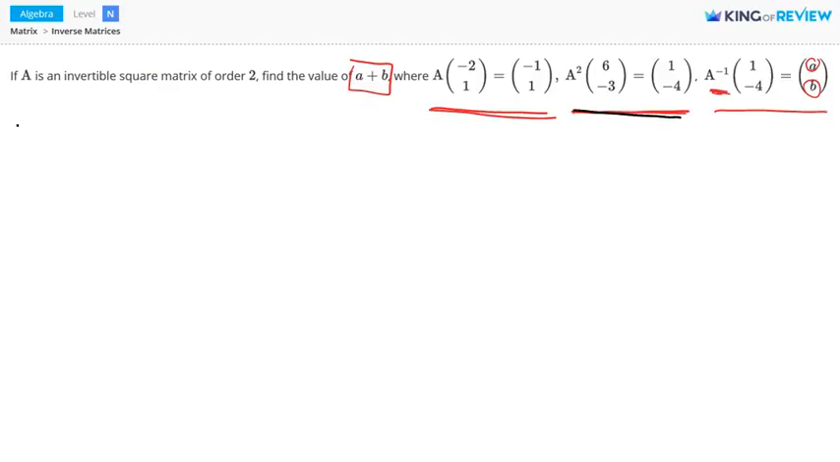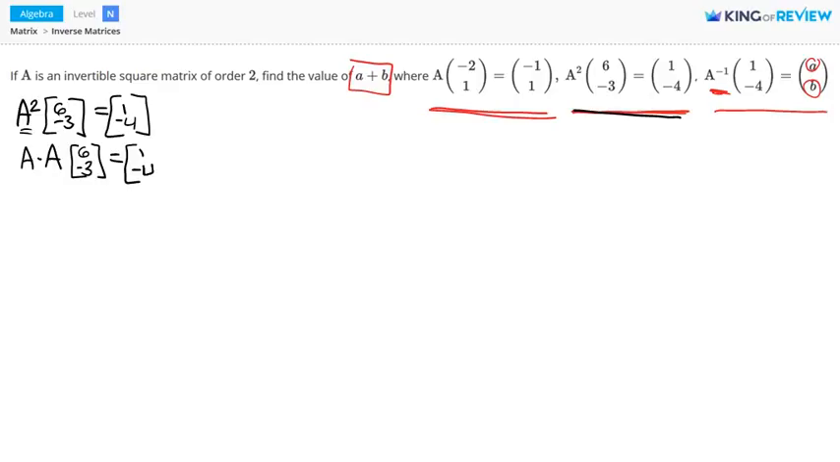So we have A squared, which is matrix A squared, times the matrix 6, negative 3, equals matrix 1, negative 4. Now, what's another way to write A squared? Well, we can write that as A times itself. That's the same thing as A squared. So A times A times the matrix 6, negative 3 equals matrix 1, negative 4.